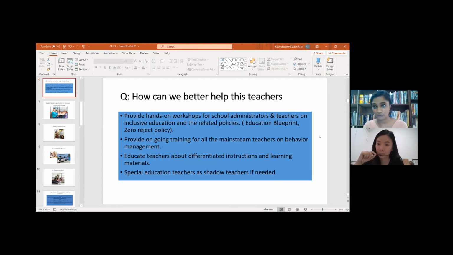That's an initial workshop. Secondly, I provided ongoing training for all the mainstream teachers on behavior management. In secondary school, when we talk about behavior management, it's not like the behavior that we have with children with autism and so on. This will be mostly more of a typical behavior of a teenager, you see. So my training was more about not stigmatizing the behavior of these children just because they carry a label.